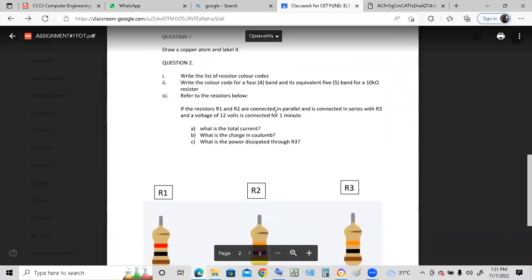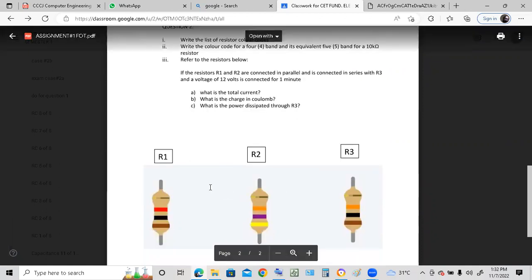We say draw a copper atom and label it. Hold on. So we did this already. No, it's in the school. All right, so question 2: write a list of resistor color codes that are shown here. So write the color code for a 4-band and its equivalent 5-band for a 10 kilo ohm resistor. Refer to the resistors below.